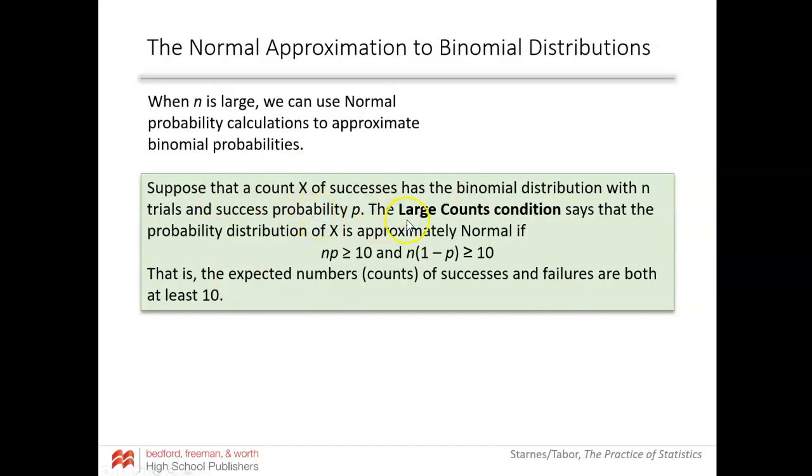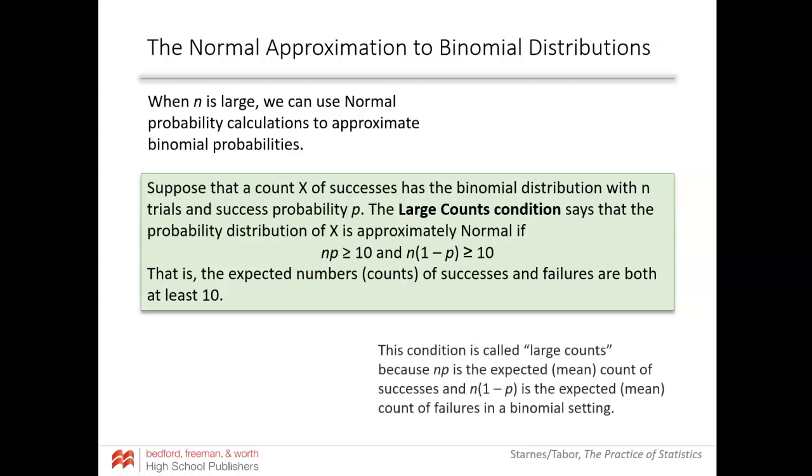The large counts condition says that the distribution of x is approximately normal if n times p is greater than or equal to 10, and n times (1 minus p), the failures, is greater than or equal to 10. If you can show mathematically, which is pretty easy since it's just multiplication, that both are at least 10, then you're allowed to use the normal distribution to approximate probabilities. Funny how the 10% rule and the large counts condition both use 10, so that's kind of nice.